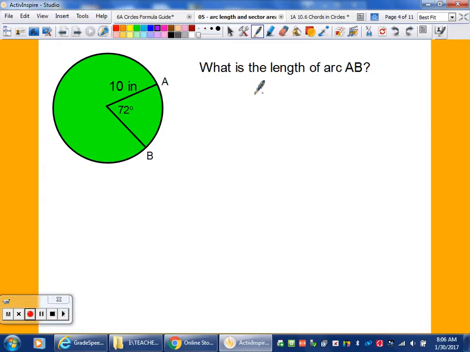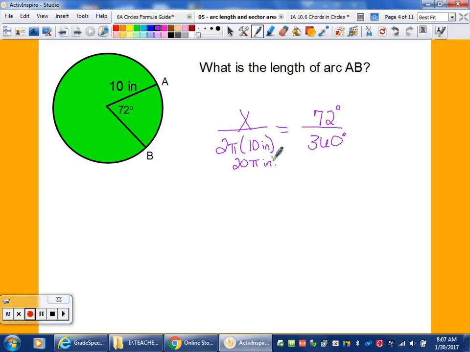Let's try another one. What is the length of arc AB? Again, simple setup. Remember, 360 always goes here. 2 pi times the radius, since they gave me a radius of 10 inches. I don't know the arc length, but I do know that the arc measure is 72 degrees. In this instance, we are going to have to cross multiply. So 2 times 10 is 20 pi inches.